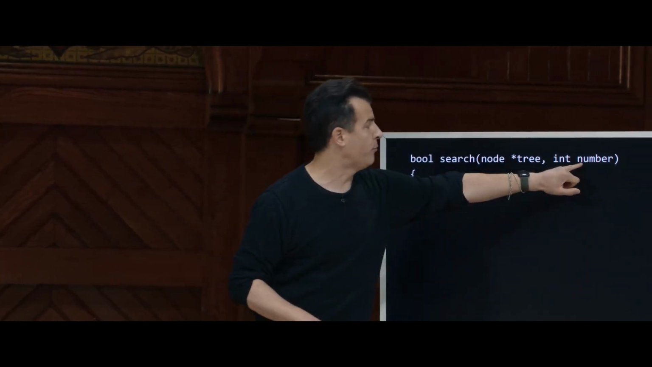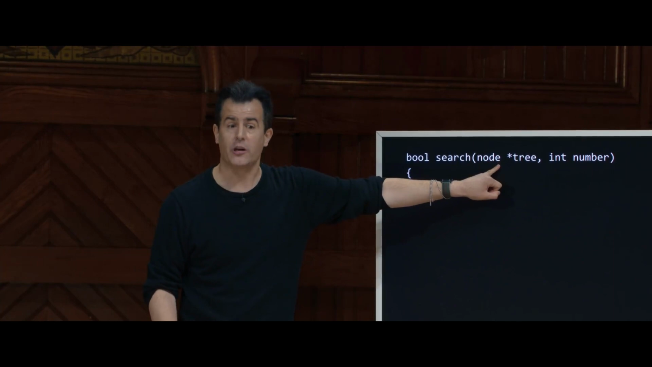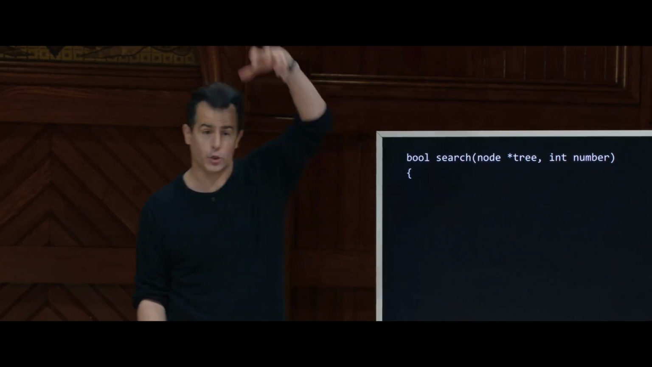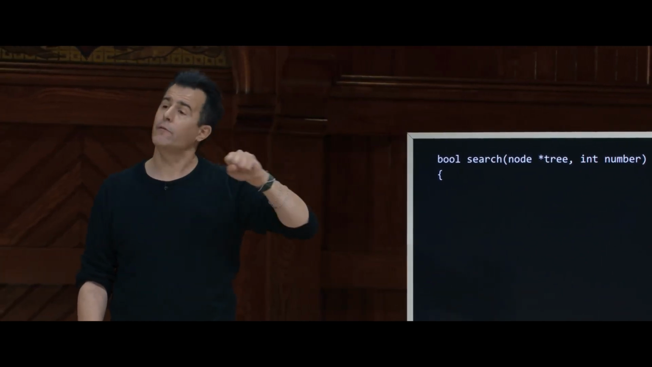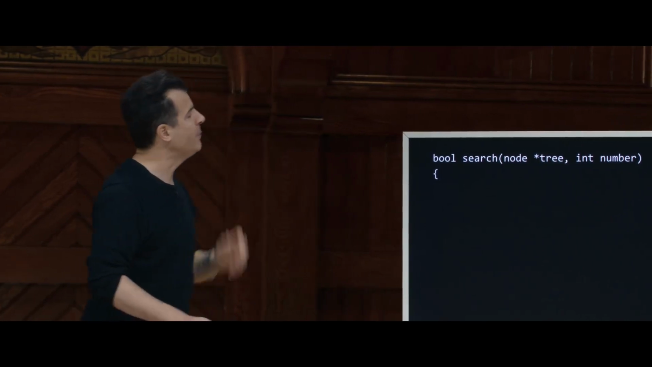Well, here's the number I'm looking for. It's one of the arguments. And the first argument, more importantly, is actually a pointer to the tree itself, a pointer to the root of the tree. And that's all the information we need to search a tree and go left, go right, go left, go right. How? Well, let me do this.